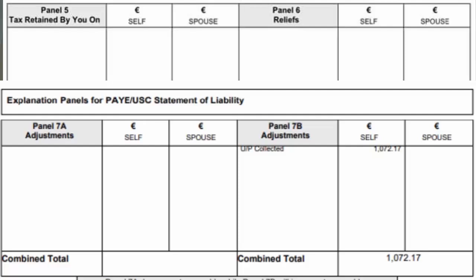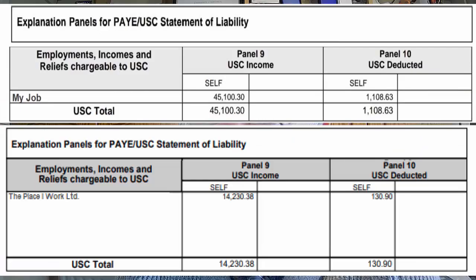Panel 7A and 7B show positive or negative adjustments to your tax liability. Panels 9 and 10 show income subject to universal social charge and the amount of universal social charge deducted. The final page contains some very useful information about the Statement of Liability and also includes some very valuable links for further information, not least about flat rate expenses and the mortgage interest tax relief.